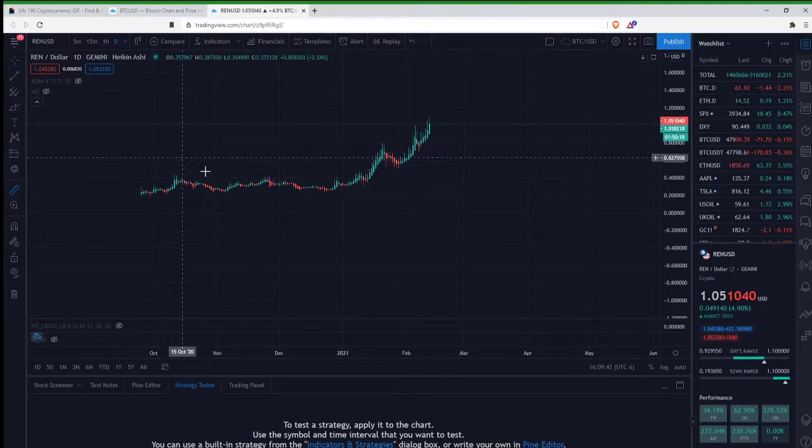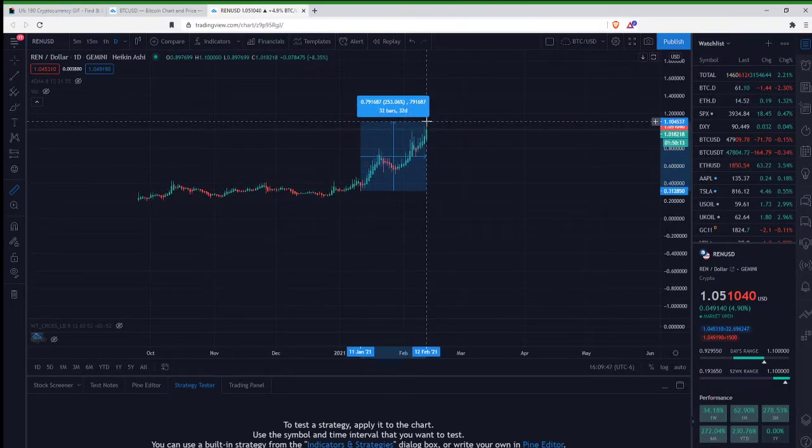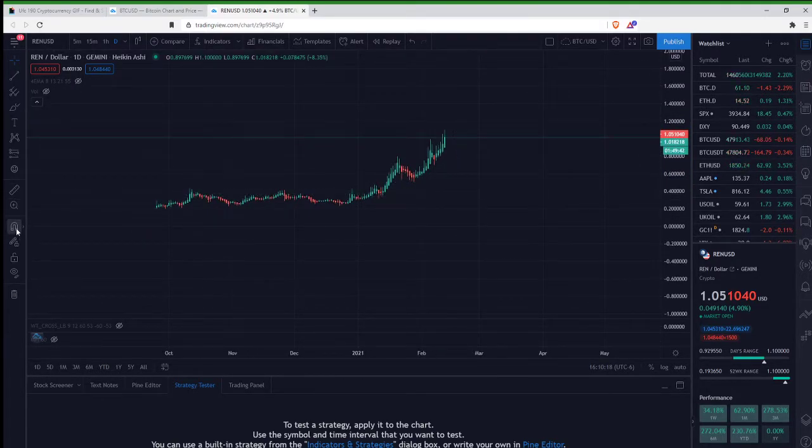A ruler to measure price, let's say from the 11th of January till the 12th of February, about 250. Ren is up 253% from the 11th of January to the 12th of February, which is actually quite a bit. Yeah, congrats to all you Ren holders out there. But like I was saying, these are just a few of the tools. A ruler tool is always something that you guys can start off with. That's going to be nice. But we'll get into those later on.